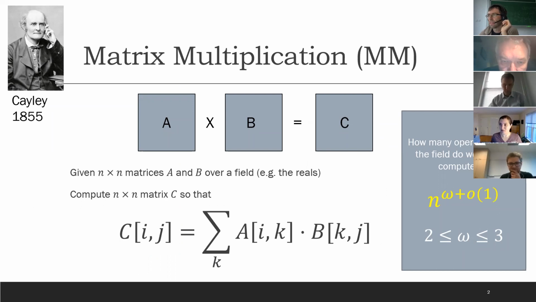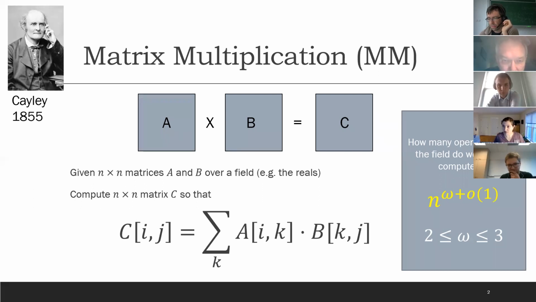So what is matrix multiplication? We all know and love this operation. You're given two n by n matrices. Today, let's assume they have real-numbered entries. And you want to compute another n by n matrix with this definition over here: the sum over k of a_ik times b_kj is the ij entry.